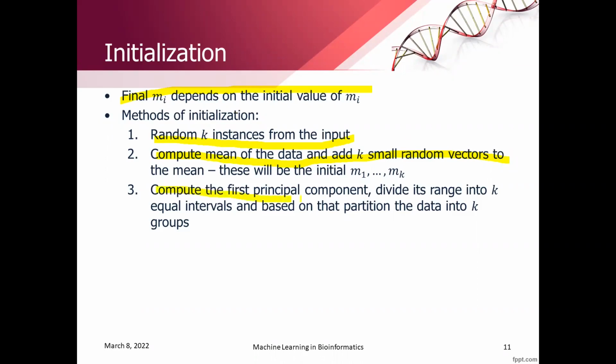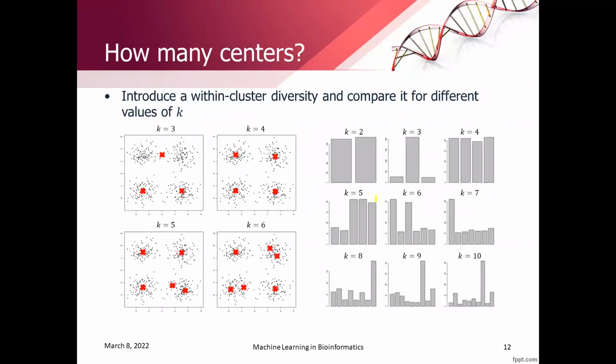Or compute the first principal component and divide its range into k intervals, for example equal intervals, and recompute the positions in the original space, and these will be the reference vectors. So the idea is, if we know that in the data there is some most important direction, then we place the reference vectors along that direction. These are not the only methods to initialize. Another problem is how many representatives we need.